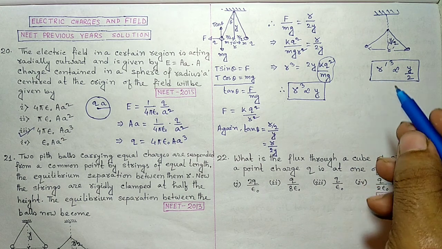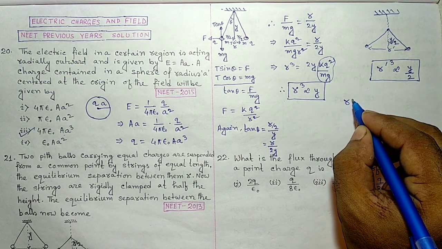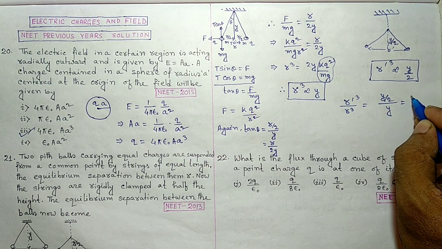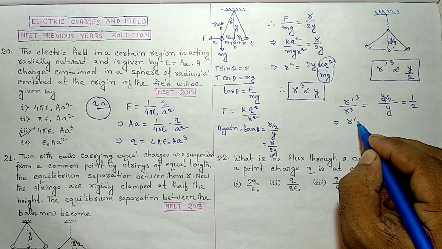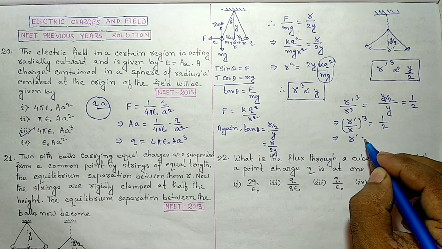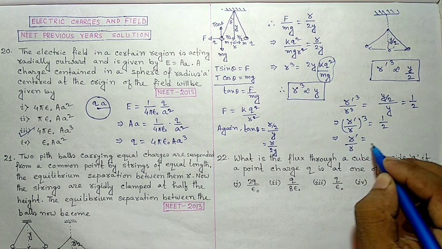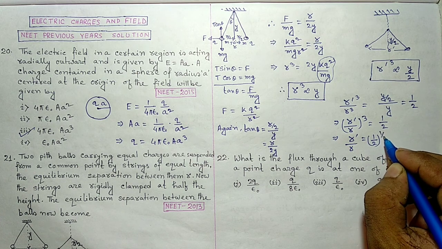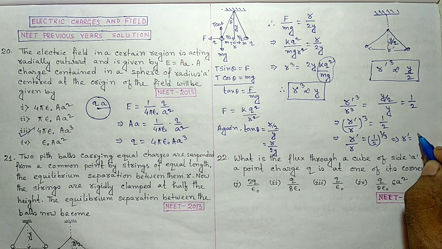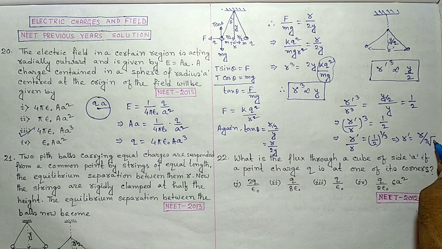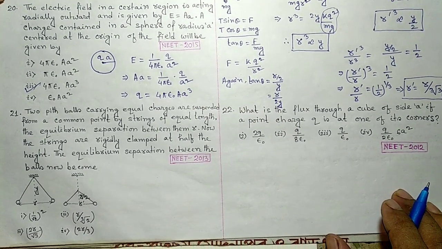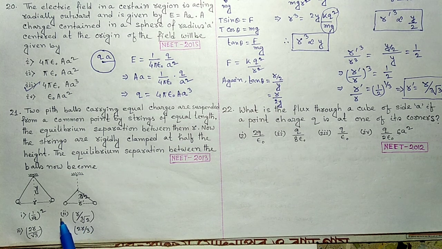Now equating these two equations, we can write r dash cube divided by r cube is equal to y by 2 divided by y, which is equal to half, or (r dash by r) whole cube is equal to 1 by 2, or r dash by r is equal to half to the power 1 by 3, or r dash is equal to r divided by cube root 2. So the right answer will be option number 2, r by cube root 2.